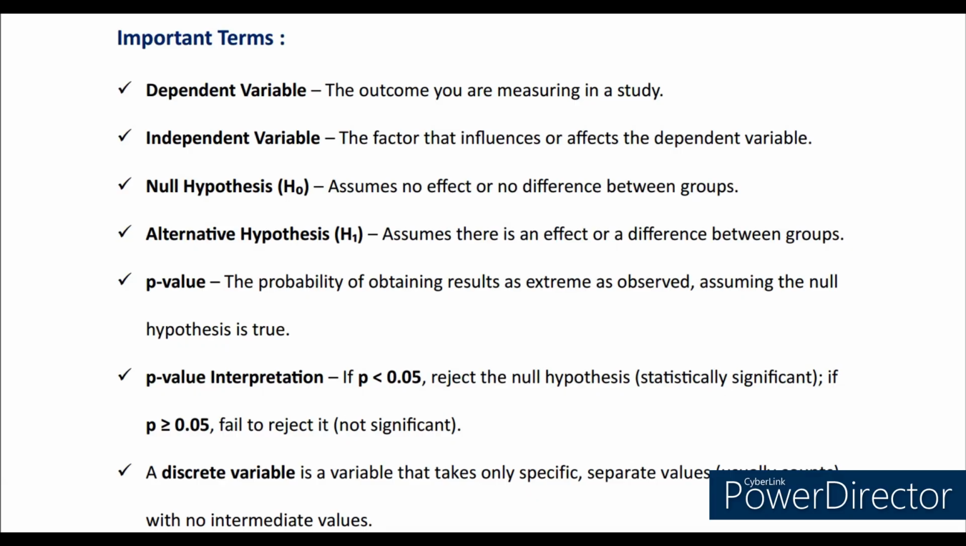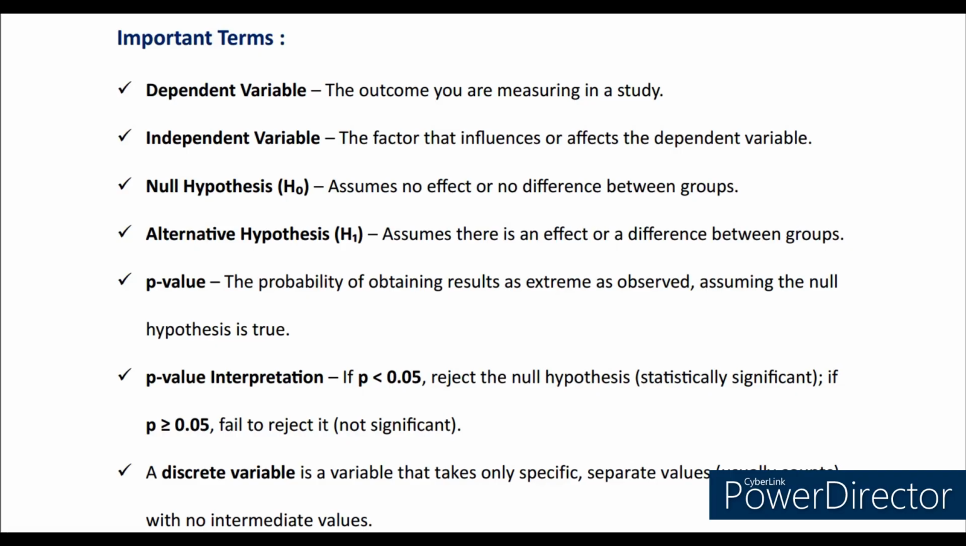Before talking about statistical tests, there are some important terms to understand. First is the dependent variable, that is the outcome you are going to measure in a study. Next is the independent variable, a factor that influences or affects the dependent variable. Next is the null hypothesis, which assumes that there is no effect or no difference between groups, and the alternative hypothesis assumes that there is an effect or difference between groups.